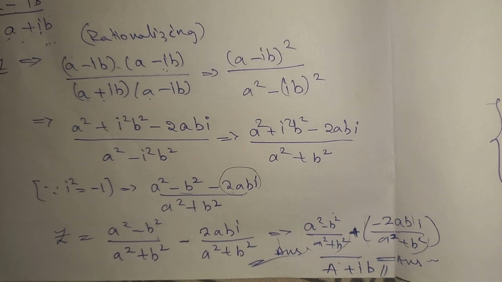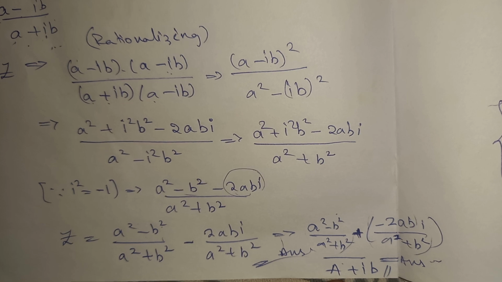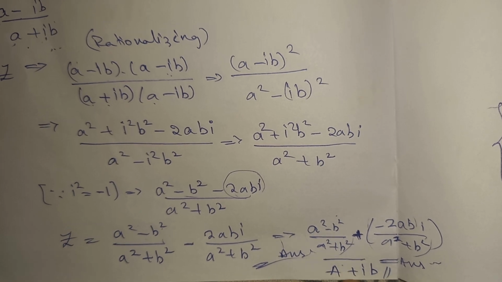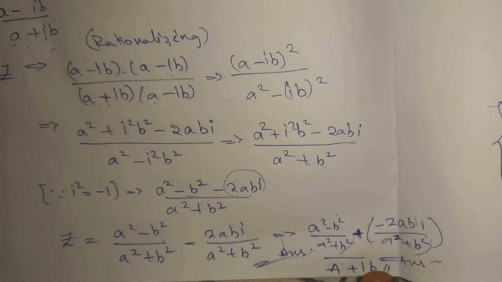We have to write like this only. It's better if you write this only, because it is given that we need to find the complex number in the form of a plus ib. That's why we are writing in this way only.